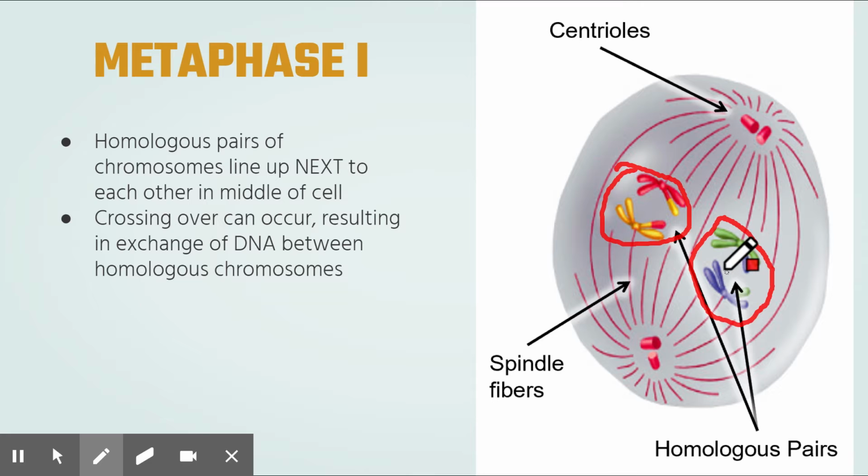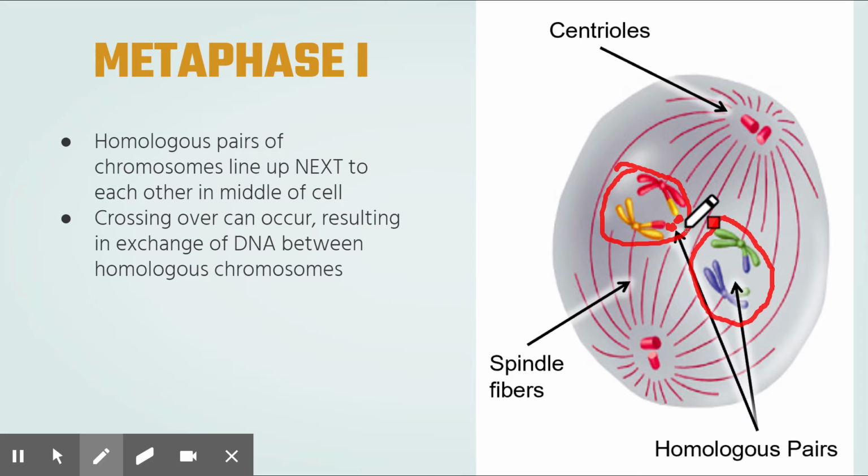Also during metaphase 1, crossing over can sometimes occur. Notice how the yellow chromosome now has a little bit of red on it, and the red chromosome now has a little bit of yellow on it. This symbolizes crossing over. Crossing over is where there is an exchange of DNA between the homologous chromosomes. So in other words, they're lined up so close to each other that they trade or switch DNA between each other.